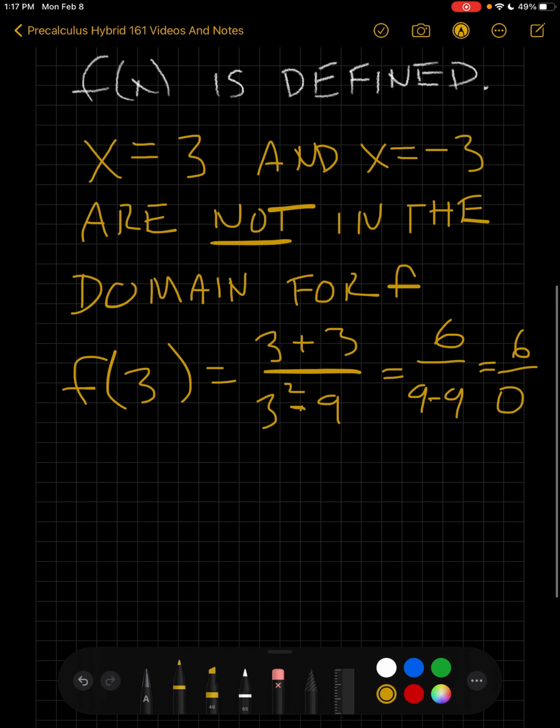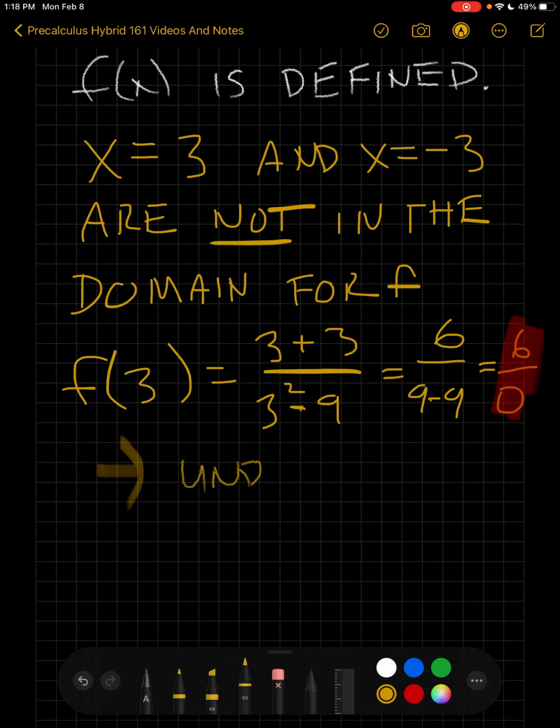Uh-oh. We can't divide by 0. That answer would be this function is undefined. So you would say here we are undefined when x equals 3. So that's why x equal to 3 is not in the domain. And if you check, you'll see the same thing will happen when we choose negative 3.